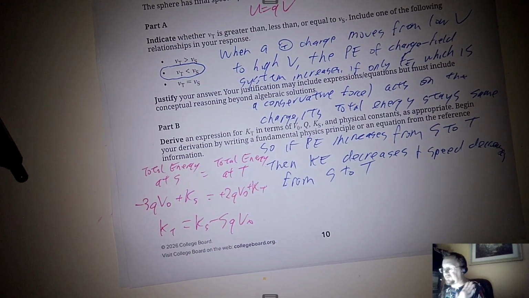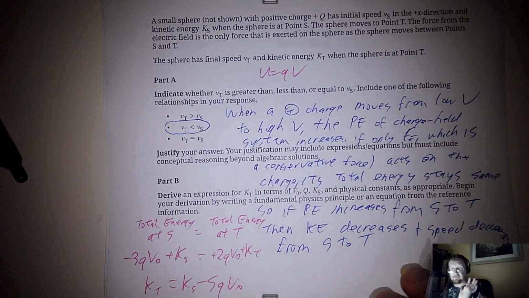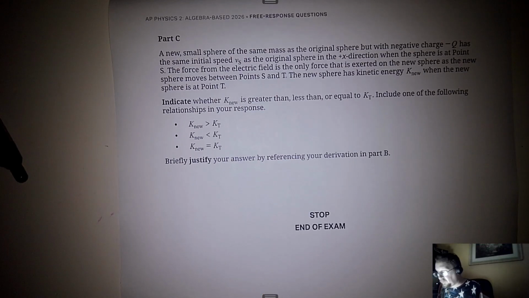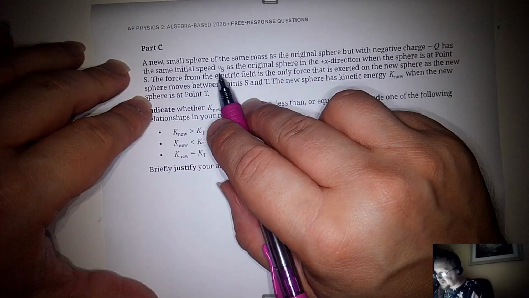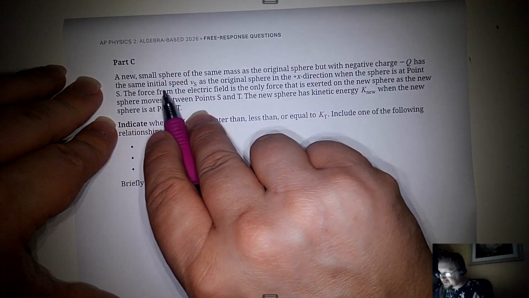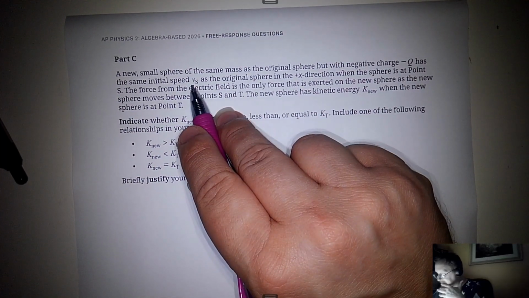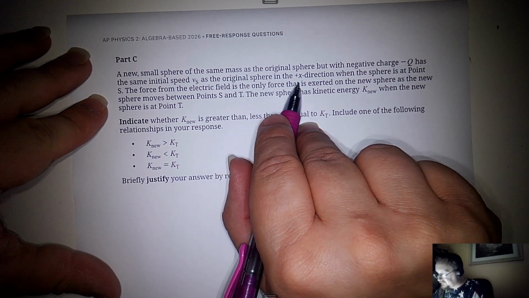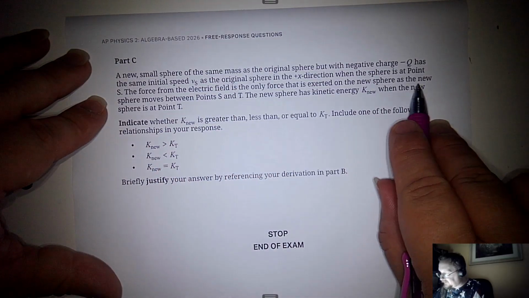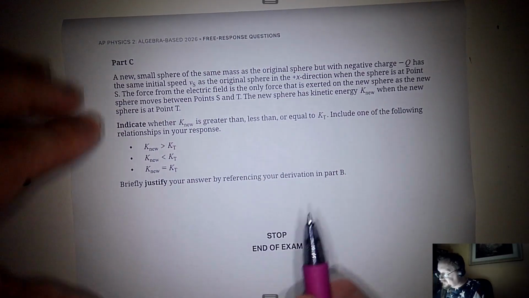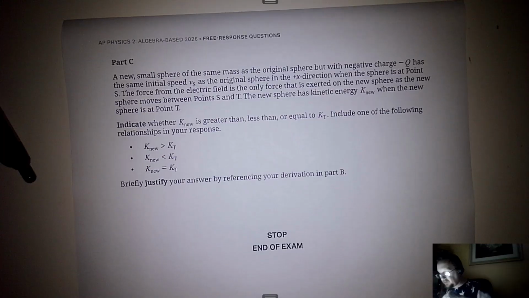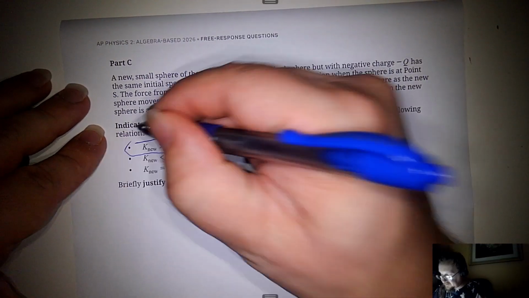Please don't tell me that part C is to confirm your answer to part B. Here we go. A new small sphere of the same mass as the original sphere, but with a negative charge, has the same initial speed as the original sphere in the positive X direction. When the sphere is at point S, the force from the electric field is again the only force. The new sphere has a kinetic energy K nu when it passes point T. The new kinetic energy will be higher than the previous kinetic energy at point T.